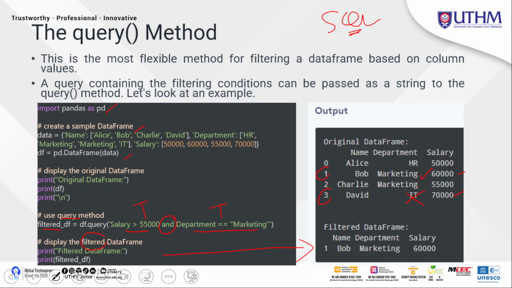So the filtered data values from the original data frame are Bob, marketing department, salary greater than 60,000. So both must be true. Unless they use or instead of and, which means you can have both answers, because one true and one false is accepted. This one can be false, this one can be true, this one can be true, this one can be false. So it doesn't matter, which means mostly all the records will be selected.